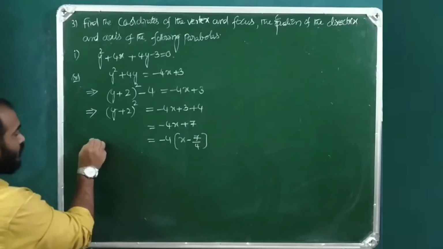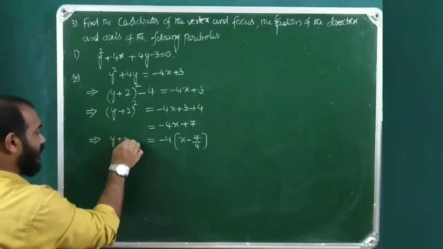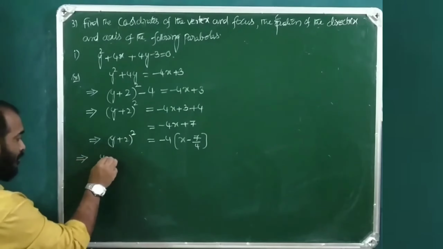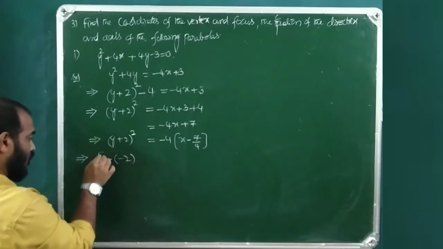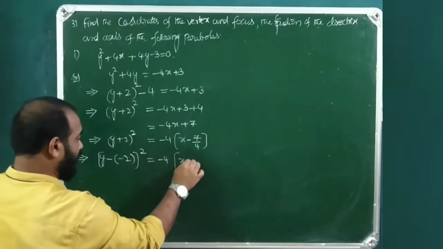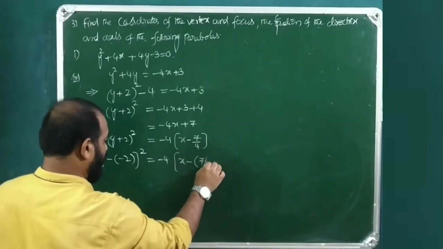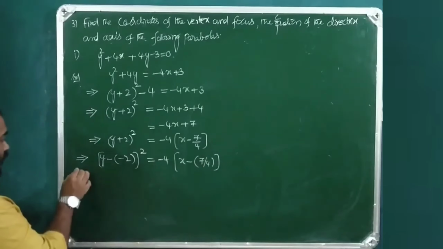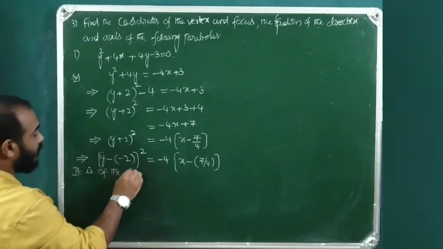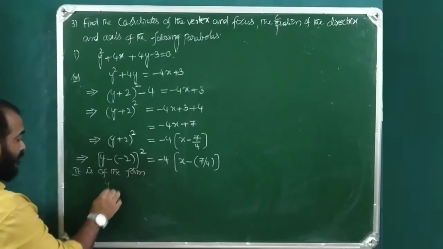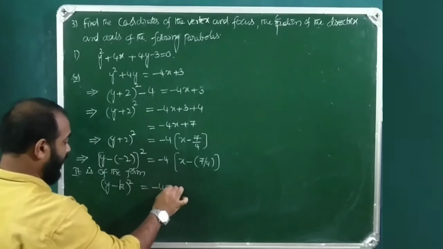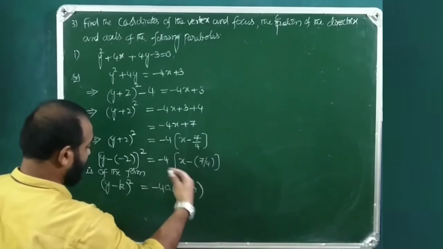So this is equals to y plus 2 whole square. This is equals to y minus of minus 2 whole square is equals to minus 4 into x minus 7 by 4. It is of the form y minus k whole square is equals to minus 4a into x minus h.